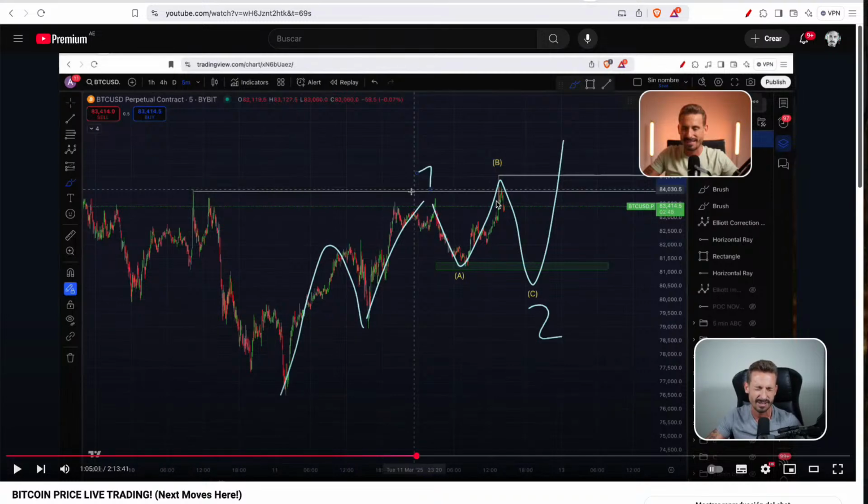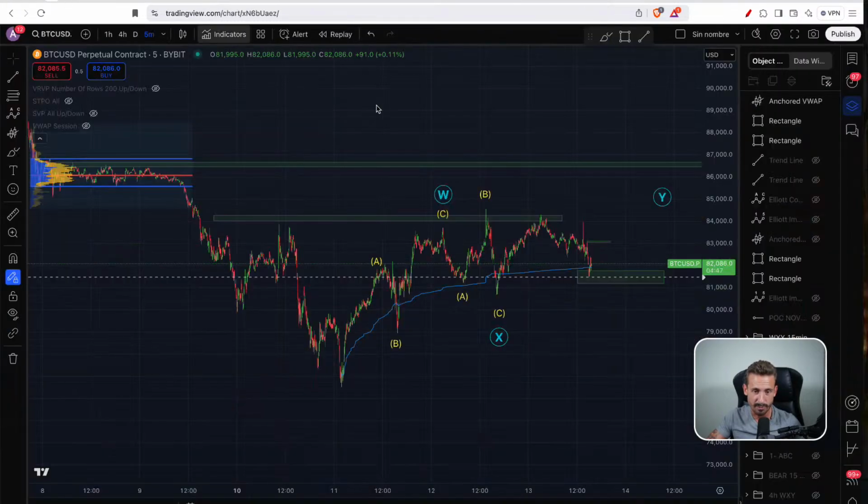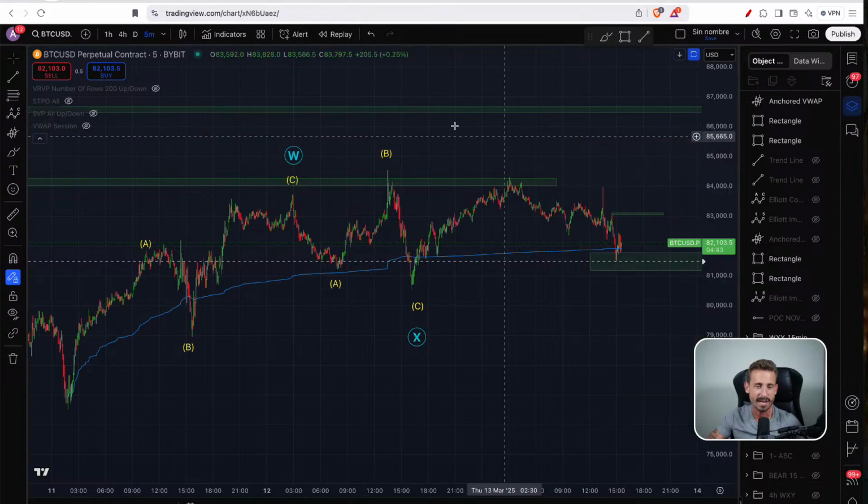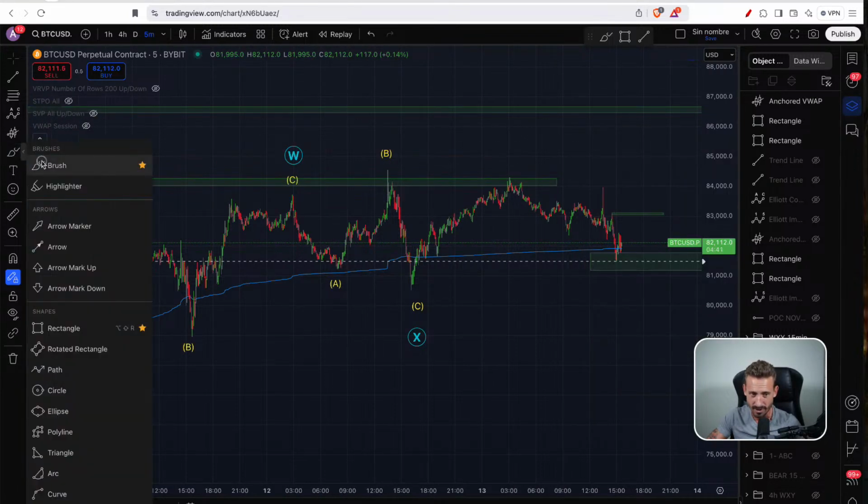I missed the short because of this three-waver, but I'm considering this. Just a couple of hours after the stream, we did move down pretty aggressively to the lows. And this was beautiful, guys. This ABC move flat was absolutely beautiful.